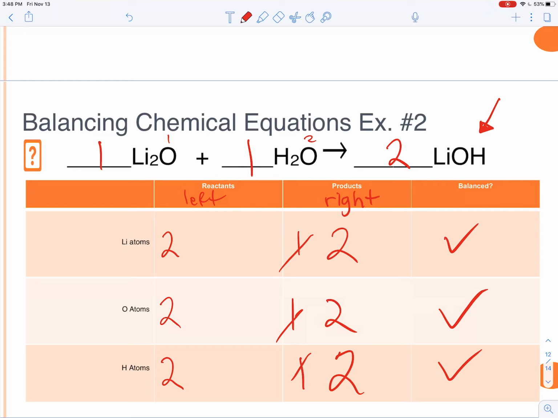Again, the coefficients are the only ways you can change the numbers, and then you want to update your numbers on your table, and then make sure you fill in the rest of the coefficients as well.